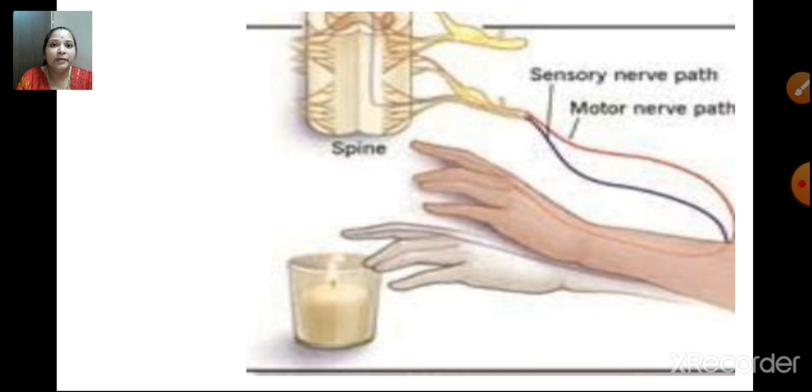Now, this is the image. Can you tell me what this image depicts? Yes, this is the image showing reflex action. Very good.